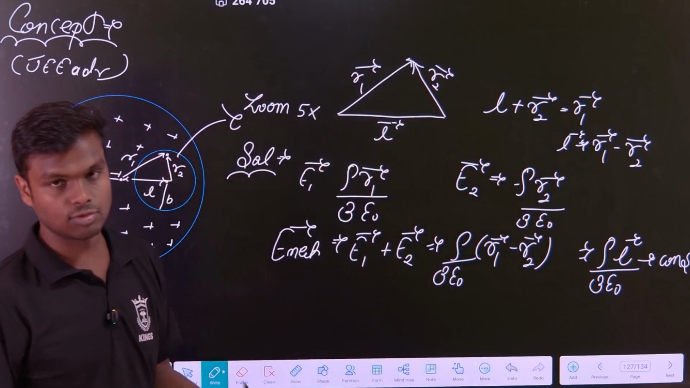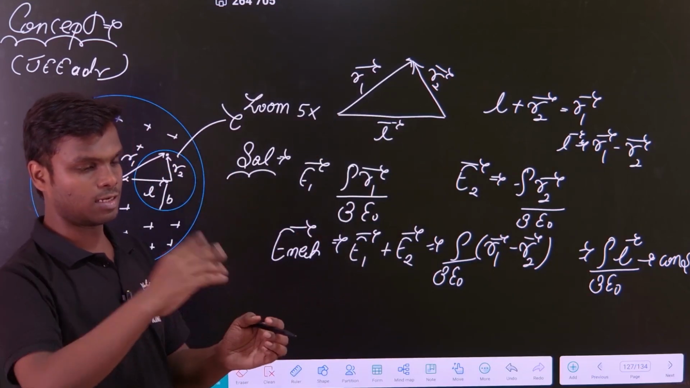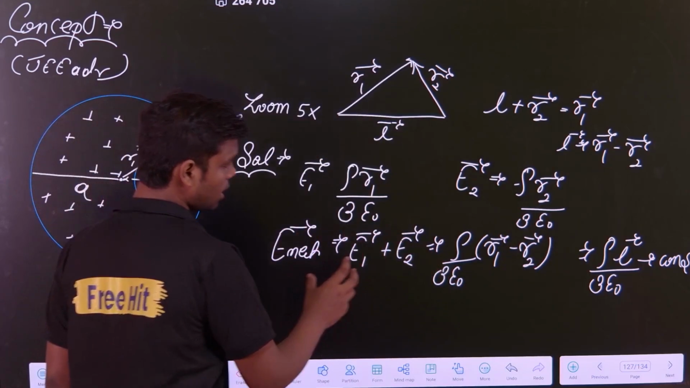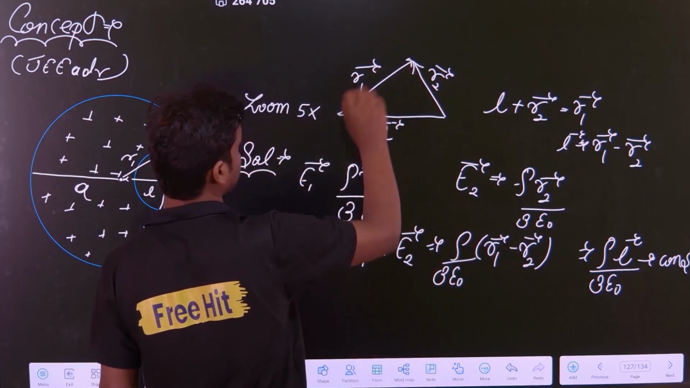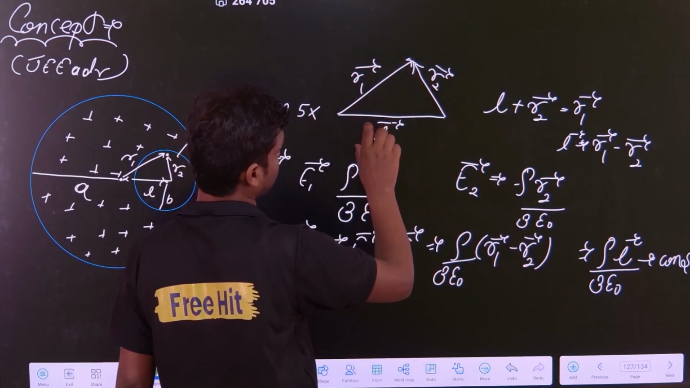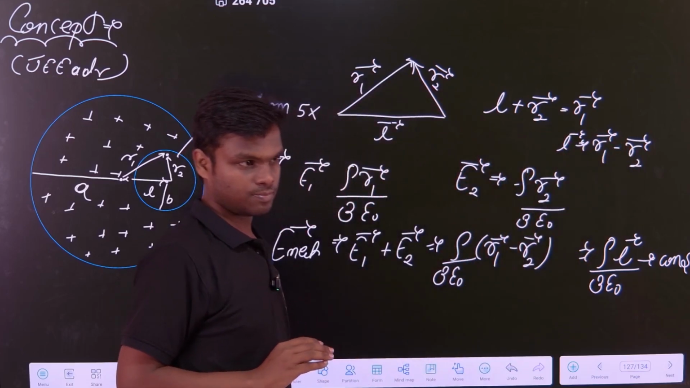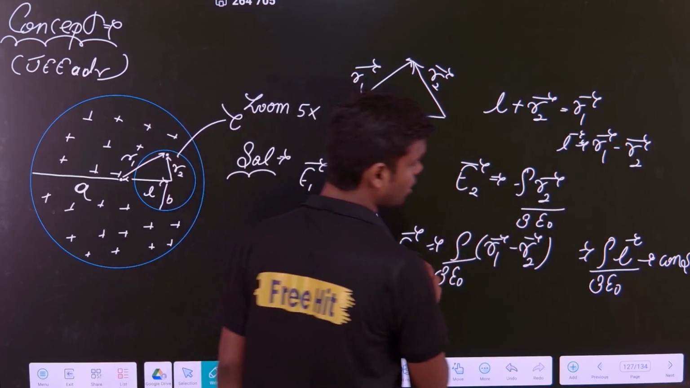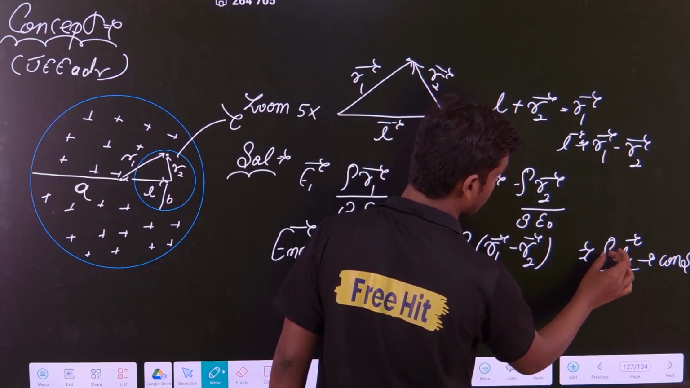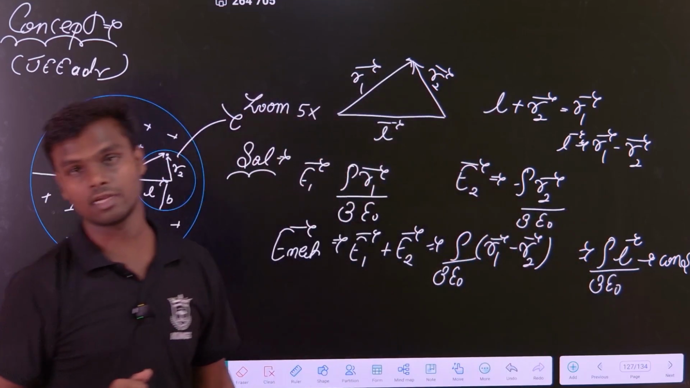I told you how to solve it. First you divide it into plus rho and another one minus rho. Then E net will be this. Now if you see this triangle, we have R1 vector here and R2 vector here. So obviously my L vector will be R1 vector minus R2 vector, correct? Just put it here. So what is the observation you will get? This is rho L by 3 epsilon naught. You will get the net electric field inside the cavity.